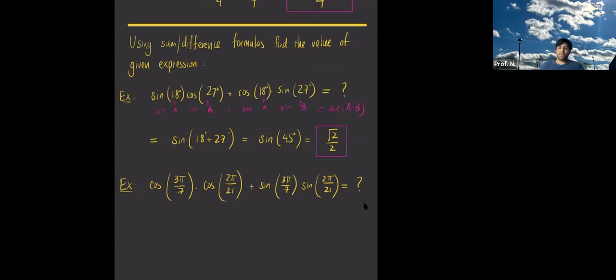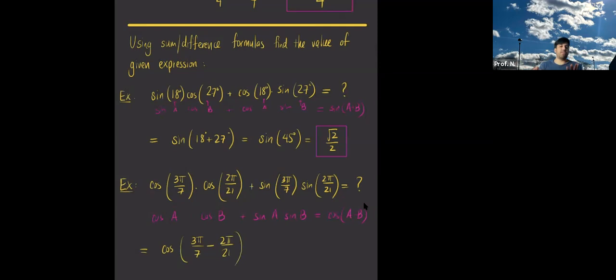Cosine of A times cosine of B plus sine of A times sine of B. That's what I have. And what is cosine of A times cosine of B plus sine of A sine of B? What does this equal? Difference. Thank you, Tiffany. Cosine of A minus B. So this whole thing equals cosine of 3 pi over 7 minus 2 pi over 21.